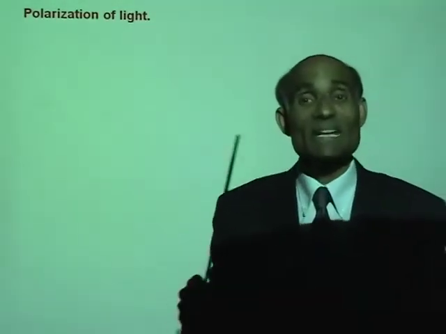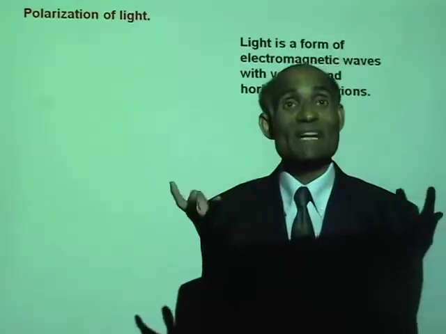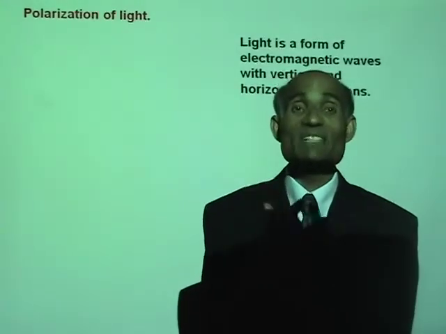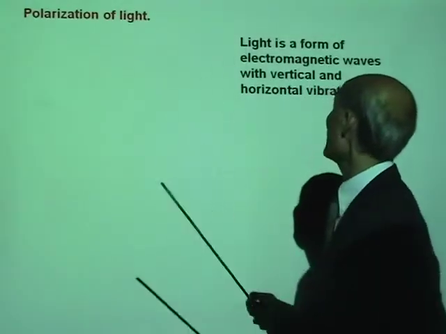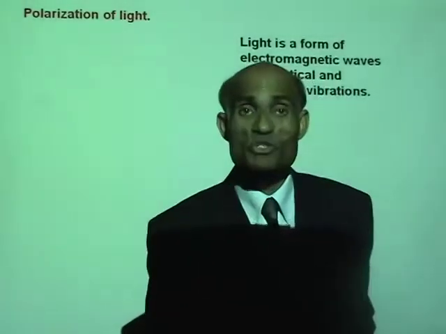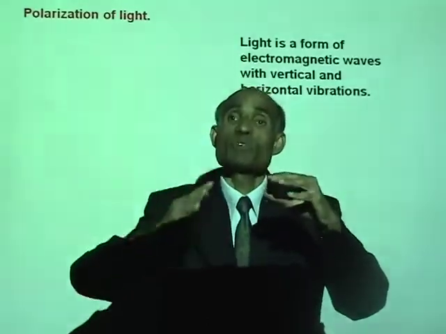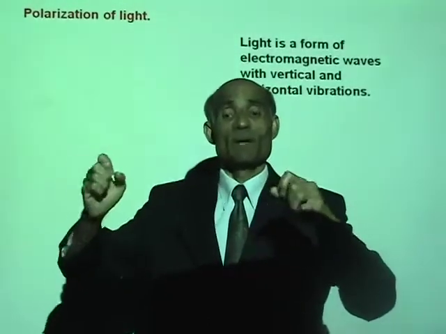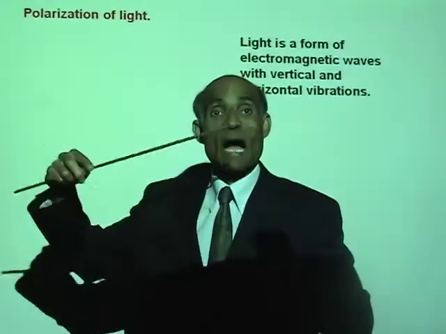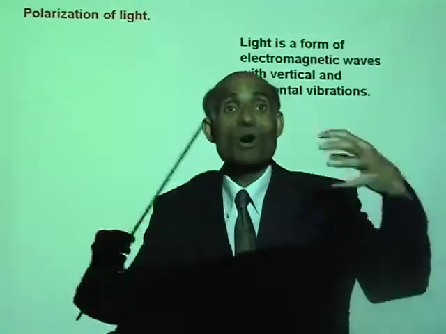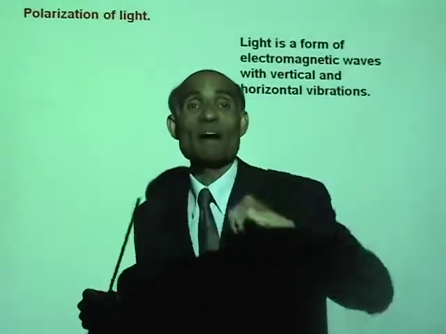Polarization of light, another characteristic of light. This is again a phenomenon that can be explained only if light is a form of waves. Light is a form of electromagnetic waves with vertical and horizontal vibrations. We have only seen waves with one type of vibration, but actually, light consists of vertical and horizontal vibrations, electric vibrations and magnetic vibrations.